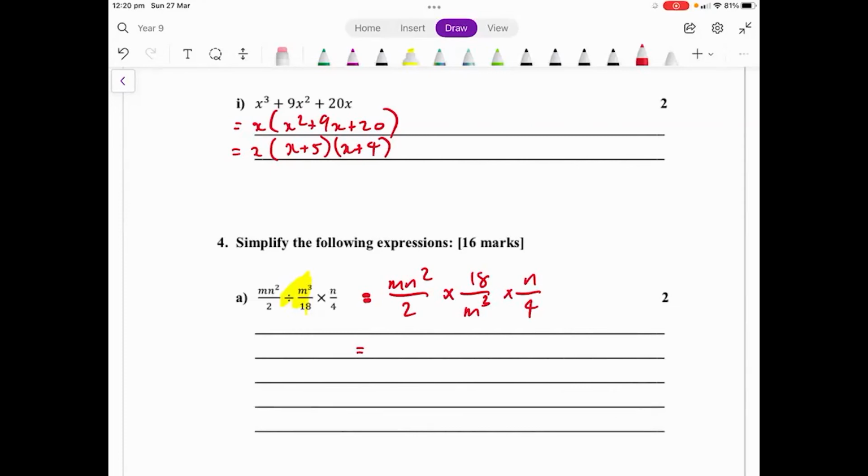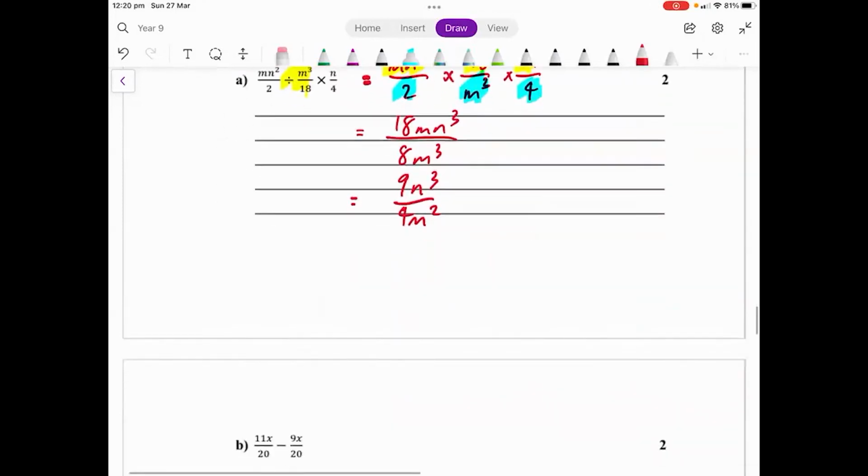I simplify the numerator to give me 18mn to the power of 3. I simplify the denominator to give me 8m to the power of 3. And then I simplify my entire fraction. 18 over 8 becomes 9 over 4. I leave my n cubed alone on the numerator. For the m's, I have 1m on the numerator and 3 on the denominator. That's m squared on the denominator. That's 2 extra m's on the denominator. Final answer, 9n cubed all over 4m squared.